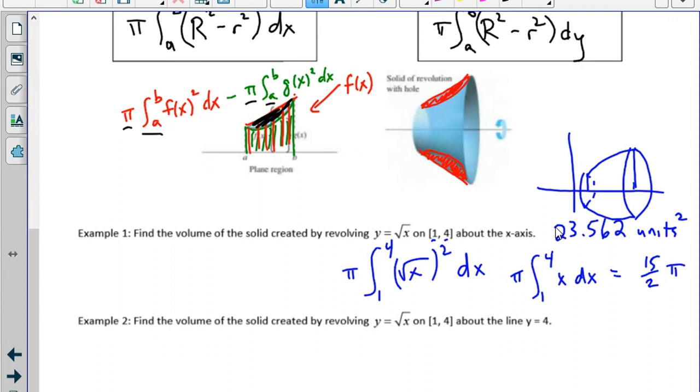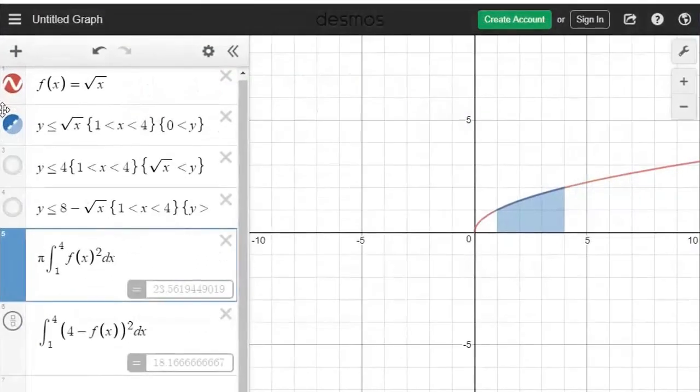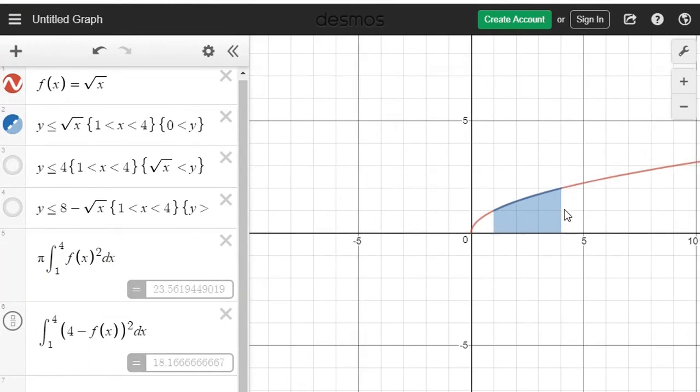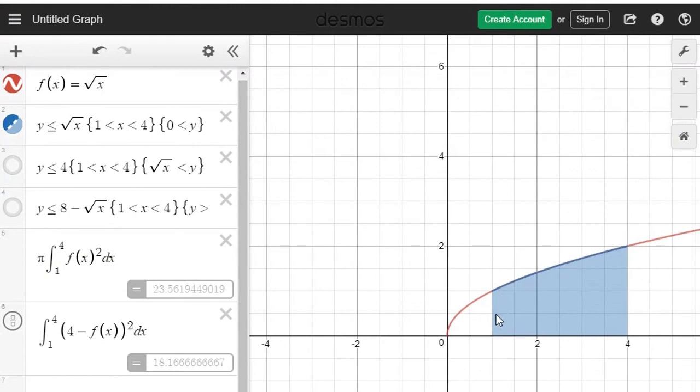Now, in example 2, what happens if I rotate this around the line y equals 4? Now, that ends up making everything totally different, and we're going to go back to Desmos and see what's going on. So if I rotate this around the line y equals 4, my radius changes completely. So instead of this looking like that, where my radius is exactly the height of f of x, I'm trying to find out what happens when I rotate this area around the line y equals 4. So the radius is totally different than when it was here. The radius is now 4 minus f of x.